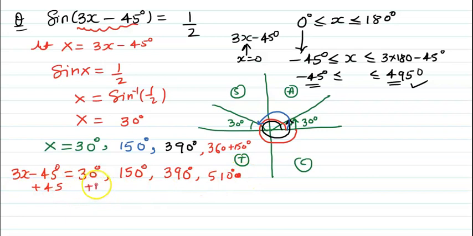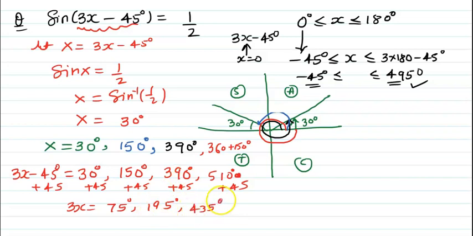Now, plus 45 on both sides. If you do plus 45 here, plus 45, plus 45, and plus 45, we get 3x equal to 30 plus 45, which is 75 degree. And 150 plus 45 should be 195 degree. Okay, 390 plus 45 should be 435 degree. 510 plus 45 should be 555 degree.